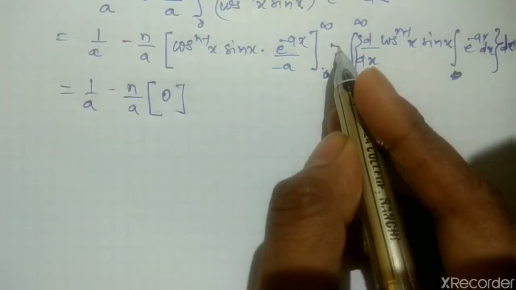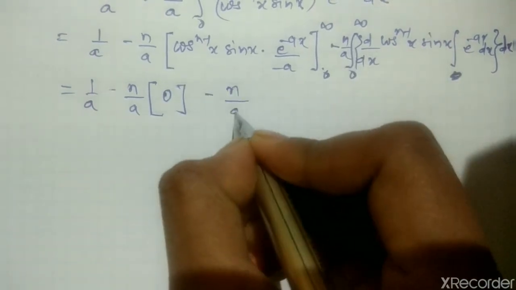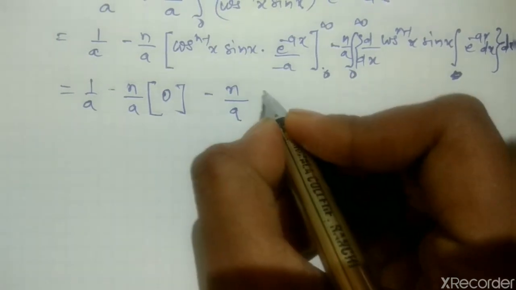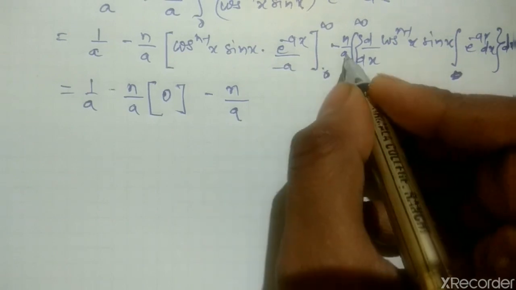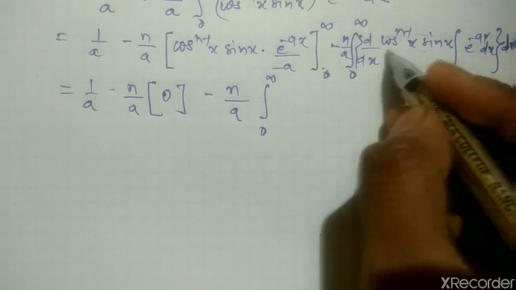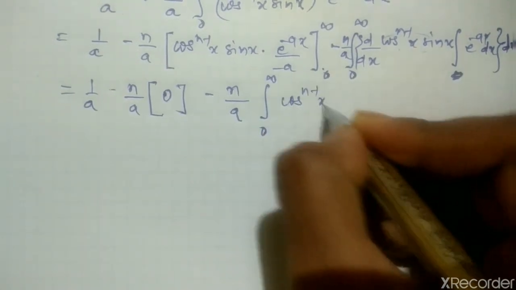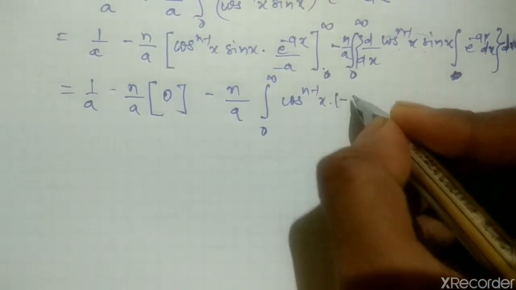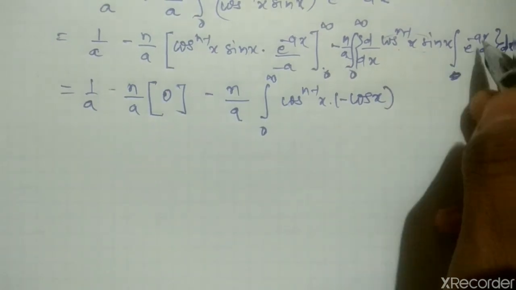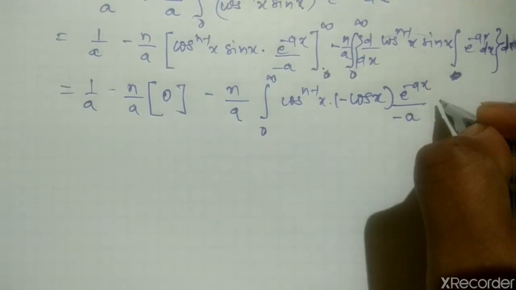Then again we have minus n by a, minus n by a, so minus n by a, and then the integration from 0 to infinity. Now differentiating this part, this is u into v, so we get cos^(n-1)x into minus cos x, and then e to the power minus ax divided by minus a.